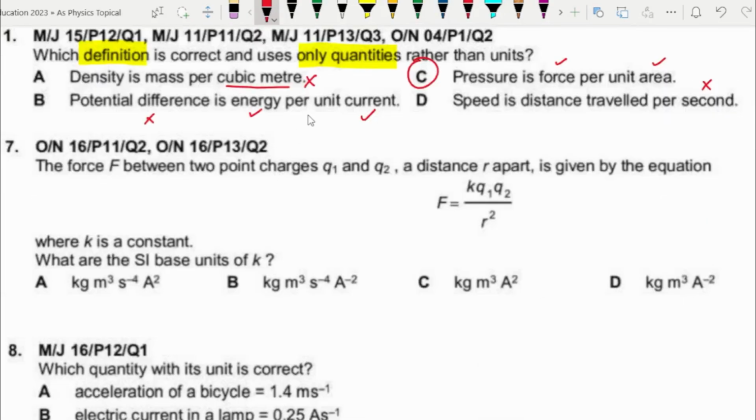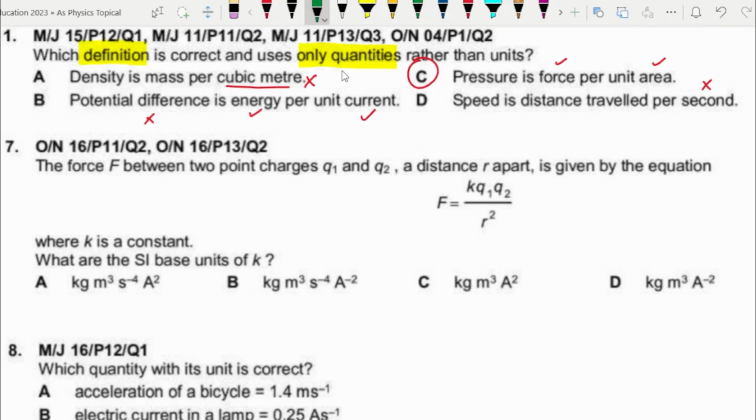Alright, so let's take a look at the next one. Here we have the force F between 2 point charges Q1 and Q2, a distance r apart, given by the equation F equals K times Q1 Q2 divided by r squared, where K is a constant. It's not a constant number, it is a constant that would have some units. What are the SI base units of K? So you need to find the units of K.